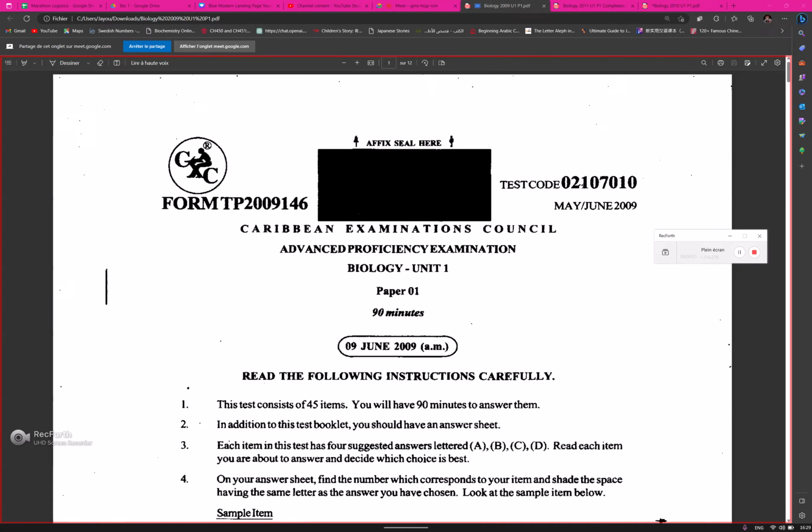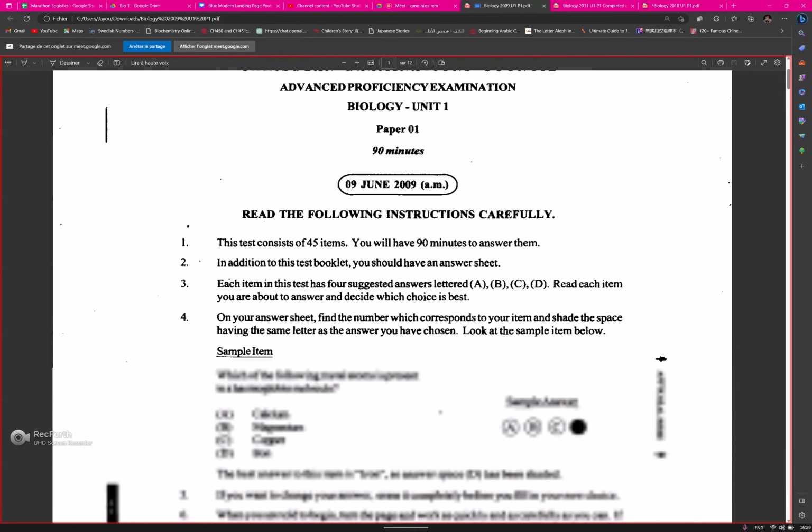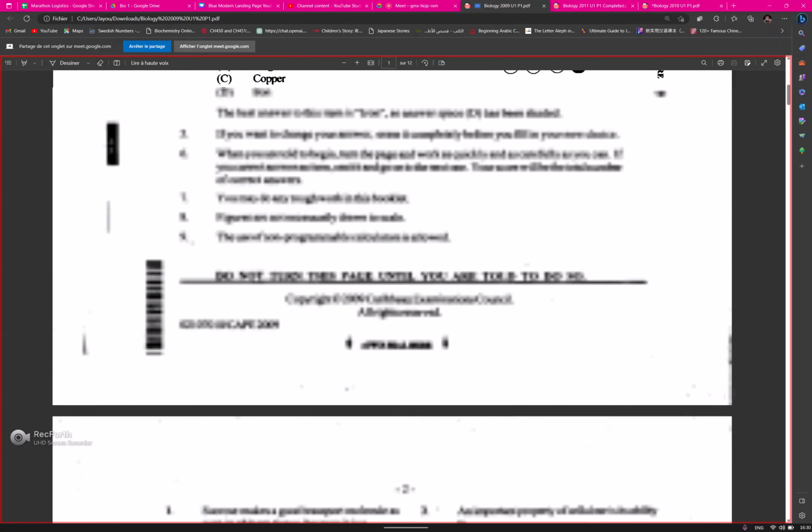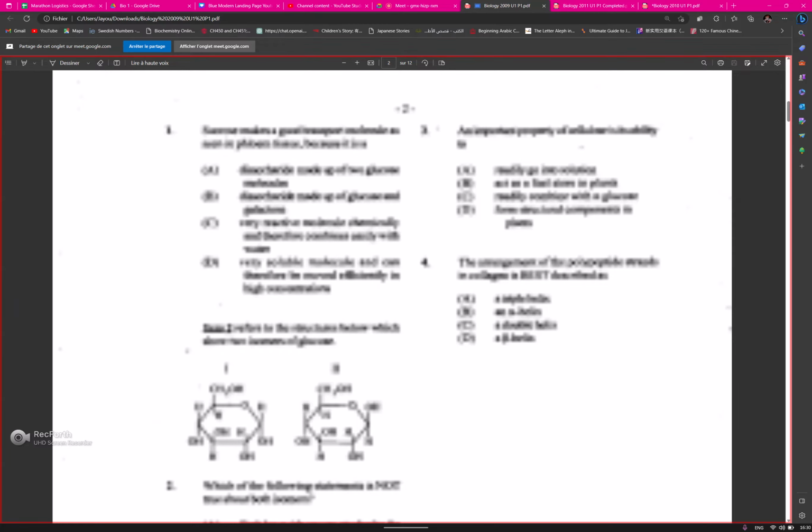So now we're looking at the May June 2009 paper, which would be the last of the papers that we're doing from 2022 down to 2009. So let's have a look.